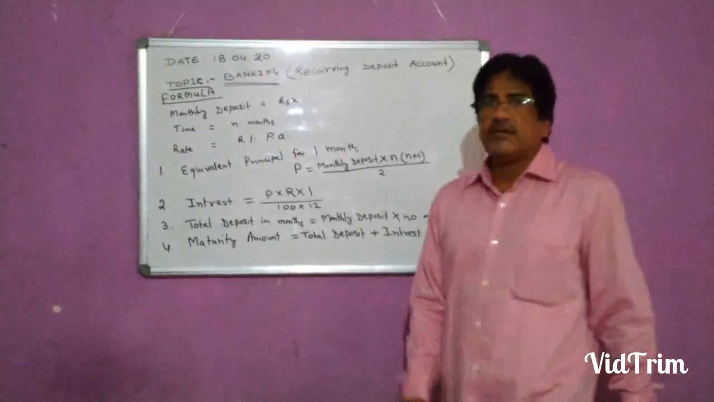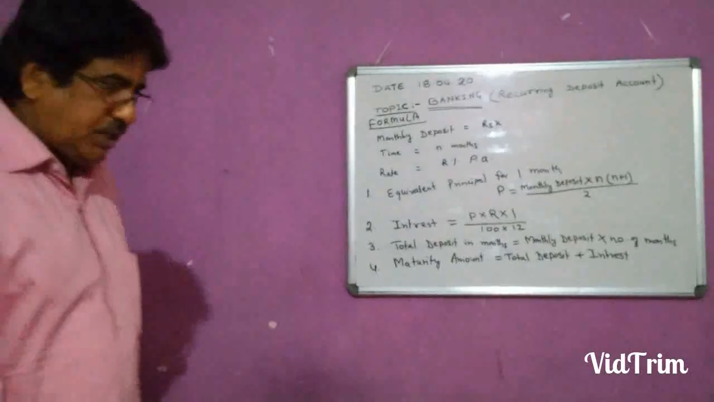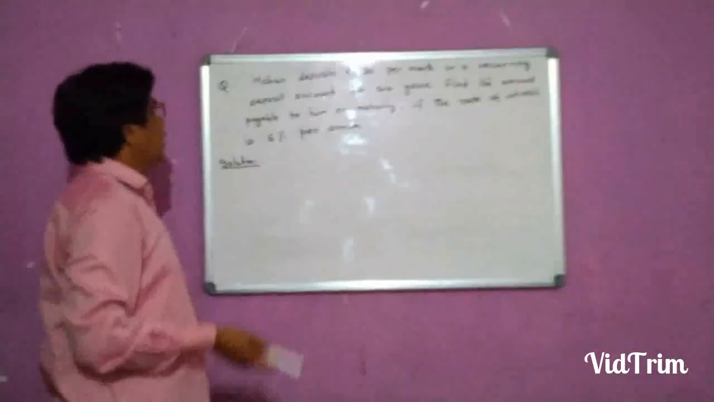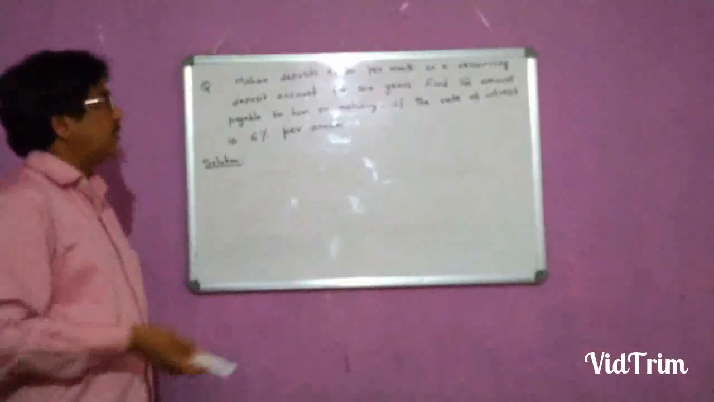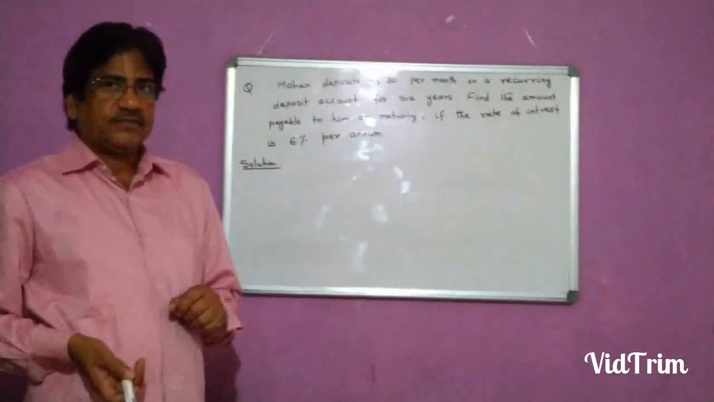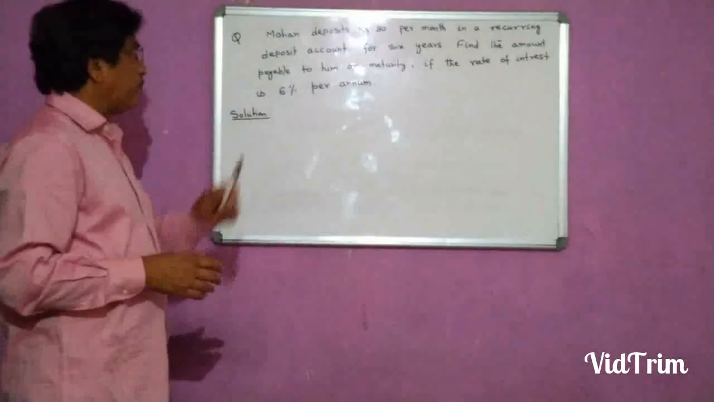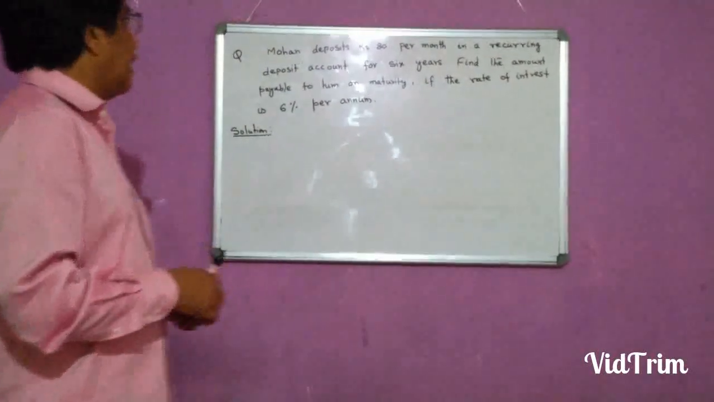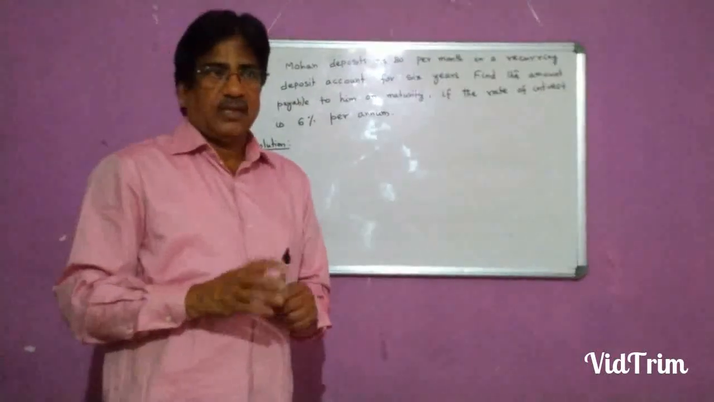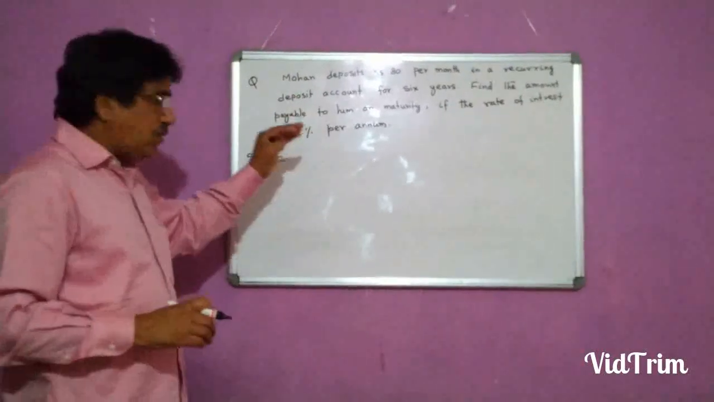Now, let us take one question so that you can understand in an easy way. Here, as you see on the board, Mohan deposits rupees 80 per month in a recurring deposit account for 6 years. And in the question it is asked that find the amount payable to him on maturity if the rate of interest is 6% per annum. So, what we have discussed in the formula, in the same way, we will now proceed.